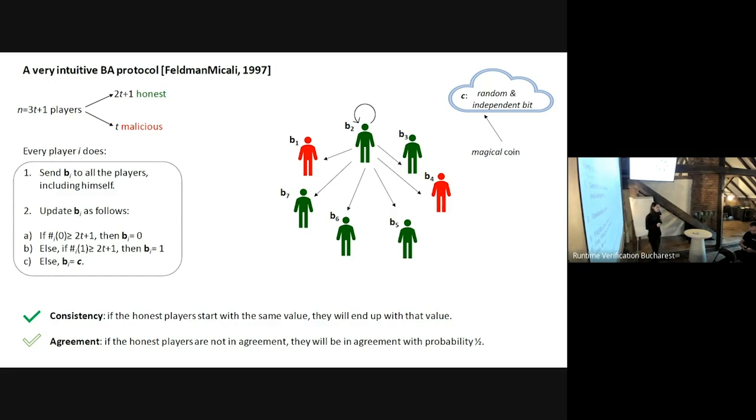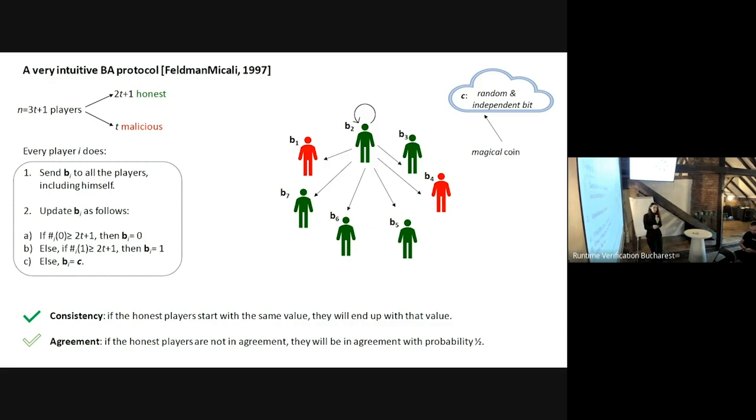Each player has a bit as an input and also has access to what we call a magical coin, C. This common coin is sampled as a random and independent bit. You can think of this common coin as something the players see in the sky. So what can the player do? First, the player can send his bit to all the other players, including himself. Then, after he gets all the bits from the players, he can start counting.